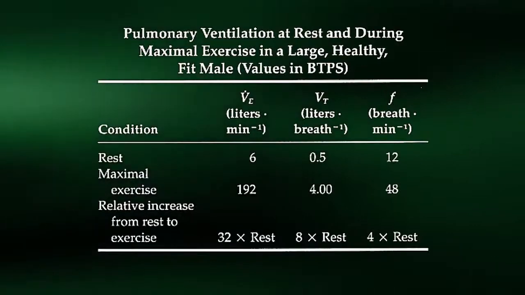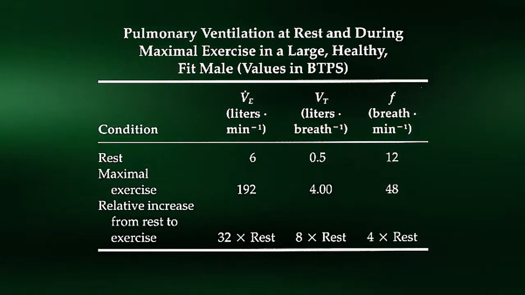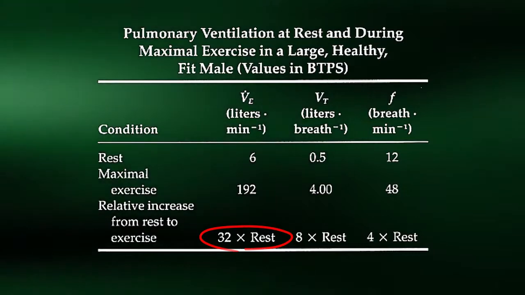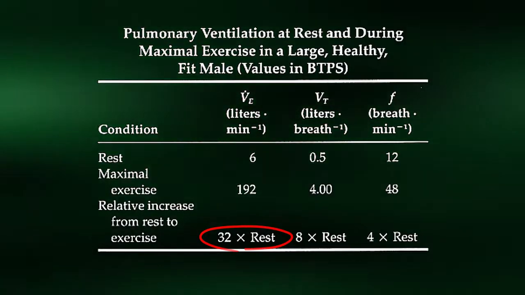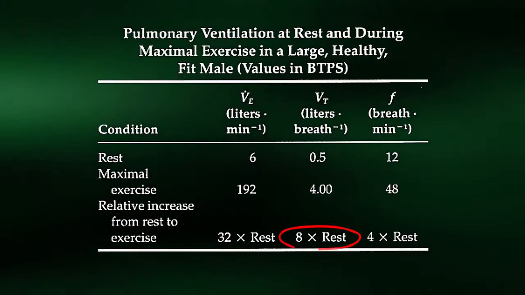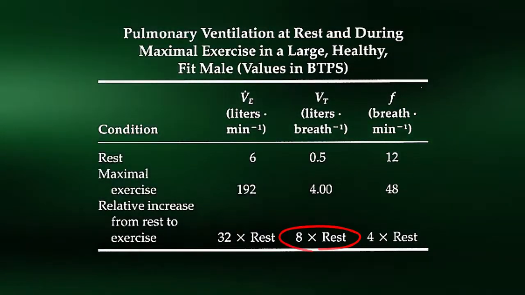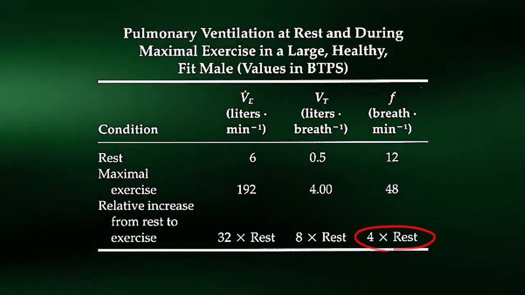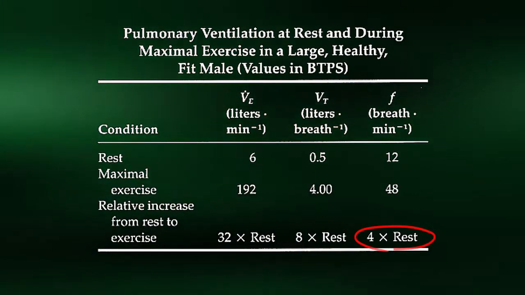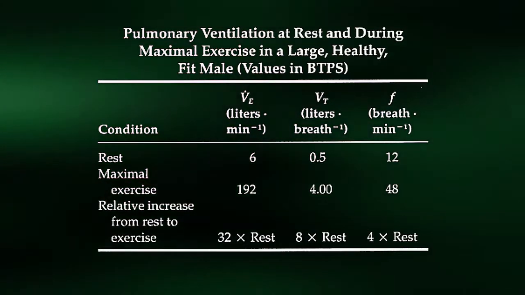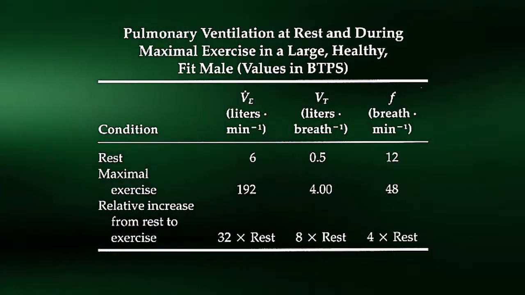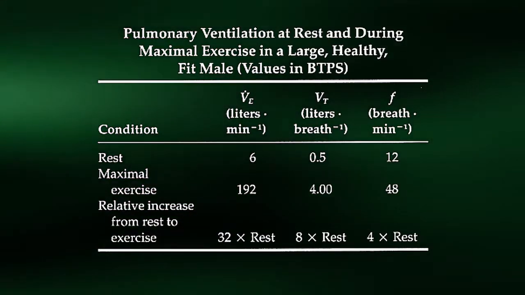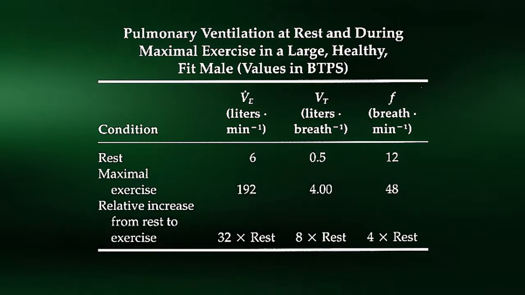Notice that in this example, when going from rest to maximal exercise, there is a 32-fold increase in ventilation measured in liters of air exchanged by the lungs per minute. This is accomplished by increasing both tidal volume, measured in liters of air per breath, and the breathing frequency, measured in breaths per minute. However, please take note that it is more efficient from an oxygen exchange standpoint to increase the tidal volume more than that of the breathing frequency.